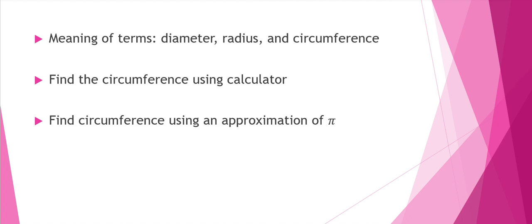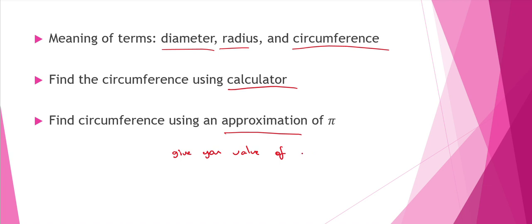Now, this will be the goal. So you need to understand these terms here: diameter, radius, and circumference. You need to be able to find the circumference using a calculator. And this last point here, it says using an approximation. So what happens is that they give you a value of pi, and you are to pretty much substitute these values into the equation to find the circumference. Don't be too scared.